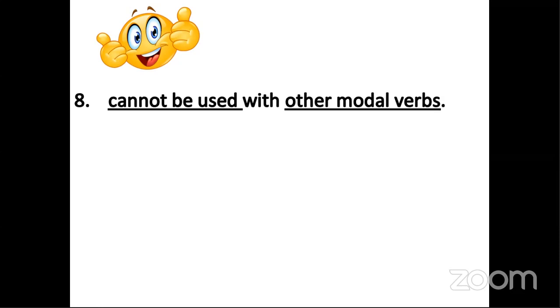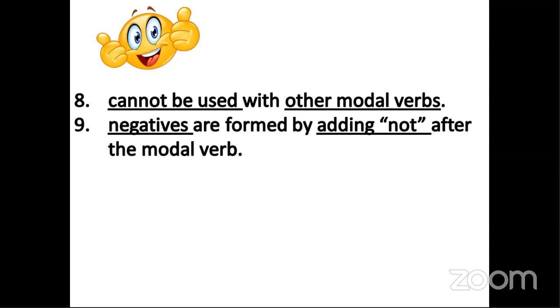Then we had the picture of the boy lifting a heavy bag. The child could lift the heavy bag. The child could not lift the heavy bag. We just form the negative in a simple way. Negatives are formed by adding not after the modal verb. So that was our ninth one.